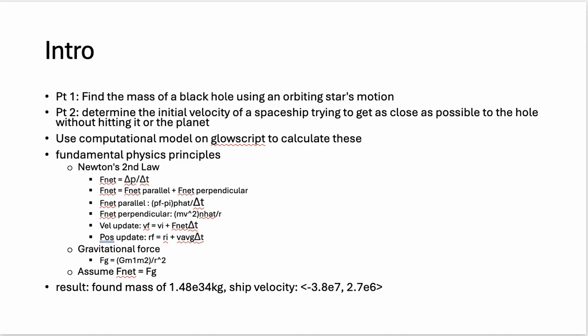So a quick overview of the result is that I found the mass of the hole to be about 1.48 times 10 to the 34 kilograms, and the ship's velocity to be negative 3.8 times 10 to the 7, comma 2.7 times 10 to the 6.